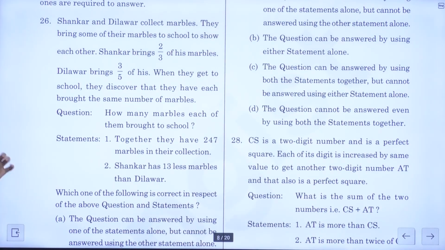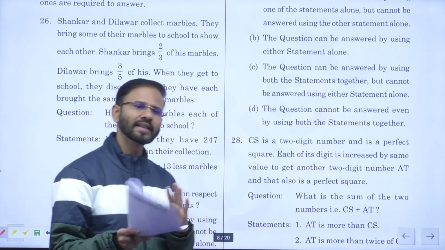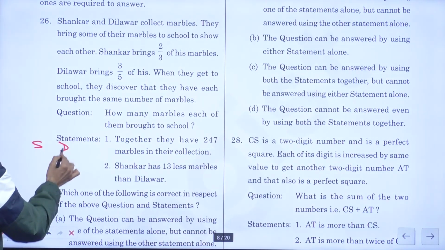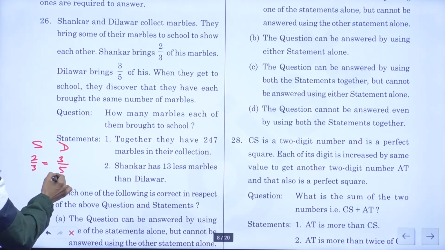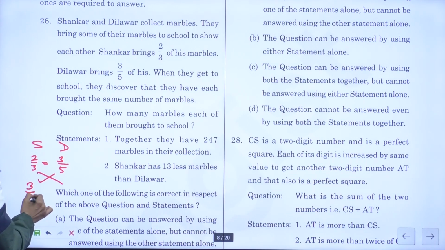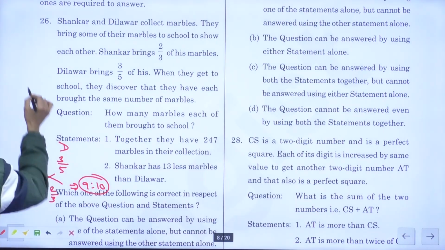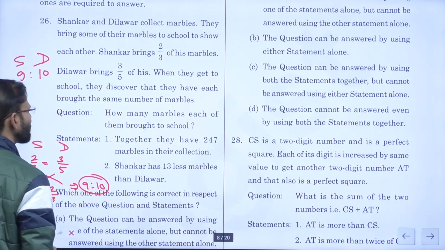Question number 26 is also based upon the reverse ratio concept, Shankar and Dilawar. The question says 2/3 of Shankar is the same as 3/5 of Dilawar. So obviously it will be 3/5 is to 2/3, which is equal to 9 is to 10. So Shankar and Dilawar, their shares are in the ratio 9 is to 10.